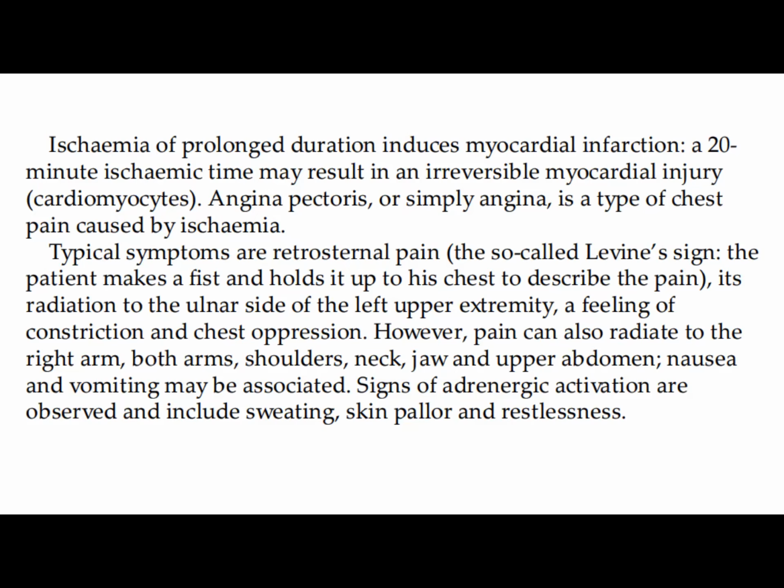Angina pectoris, or simply angina, is a type of chest pain caused by ischemia. Typical symptoms are retrosternal pain, the so-called Levine's sign. The patient makes a fist and holds it up to his chest to describe the pain. Its radiation to the ulnar side of the left upper extremity, a feeling of constriction and chest oppression. However, pain can also radiate to the right arm, both arms, shoulders, neck, jaw, and upper abdomen. Nausea and vomiting may be associated. Signs of adrenergic activation are observed and include sweating, skin pallor, and restlessness.